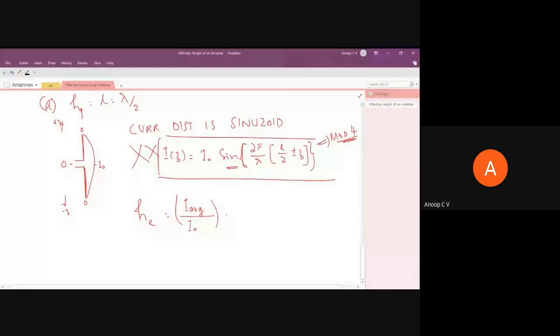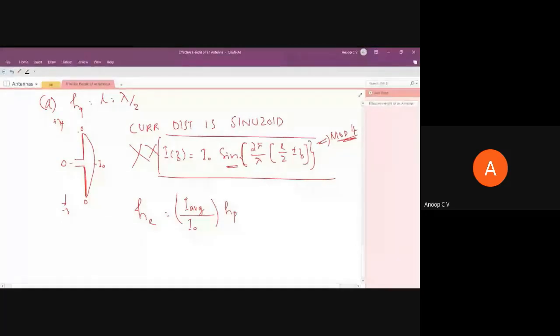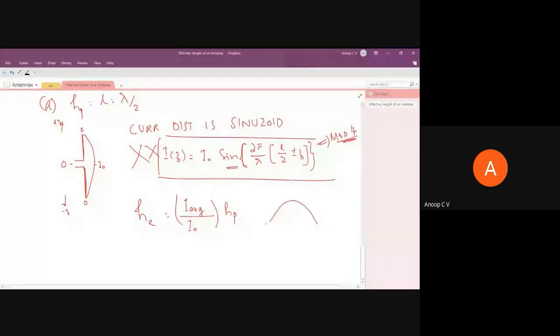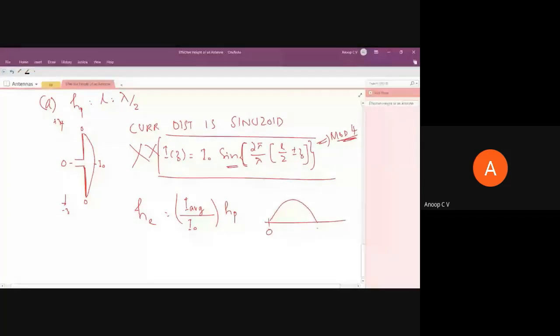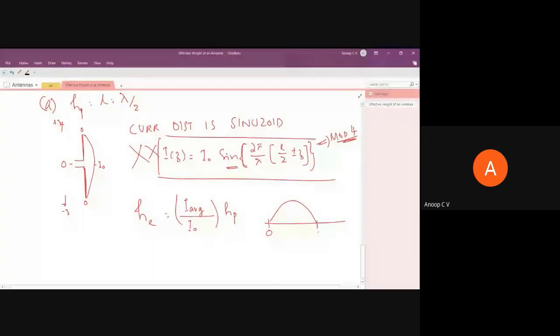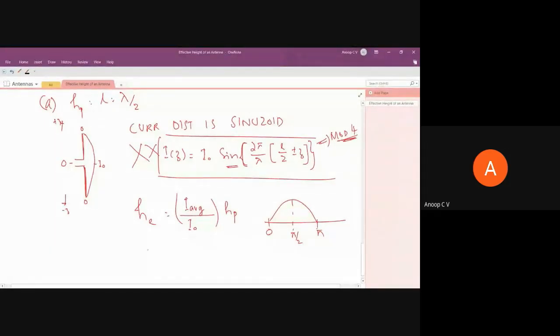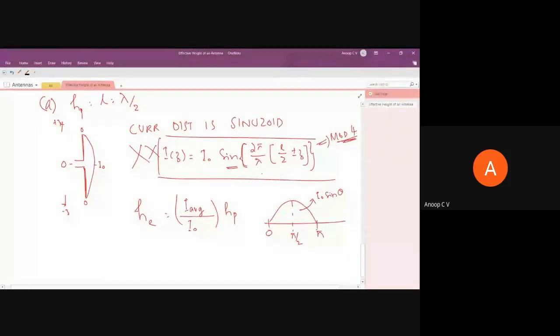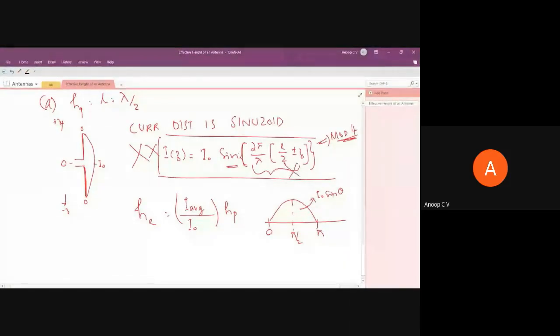So what will be I average? You can see this is a sinusoid, a half sinusoid. Say this is phase equal to 0, this is phase equal to pi, and this is phase equal to pi by 2. So the phase is changing from 0 to pi of a sinusoid. So what is the average? I can write this equivalently as I0 sine theta. This theta should actually be this entire thing, but we don't have to bother about that now. I'm taking it as I0 sine theta.